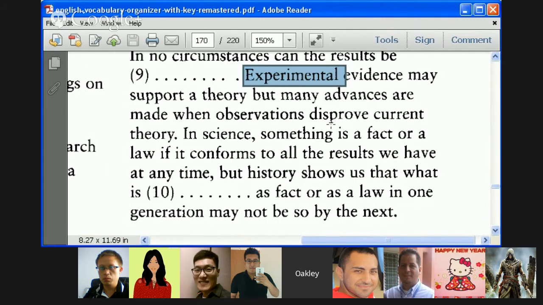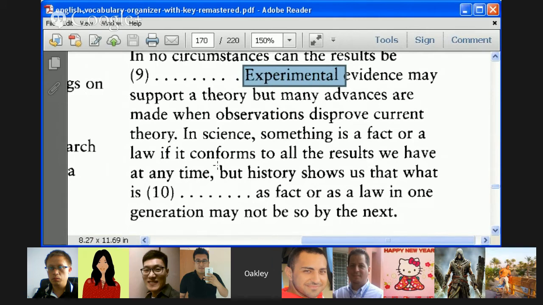Experimental evidence may work as theory, but many advances are made when observations disprove current theory. In science, something is a fact or a law if it conforms to all the results we have at any time. But history shows us that what is as a fact or as a law in one generation may not be so by the next.